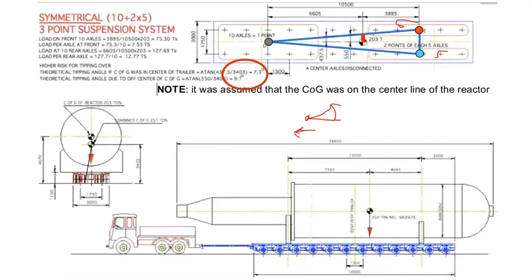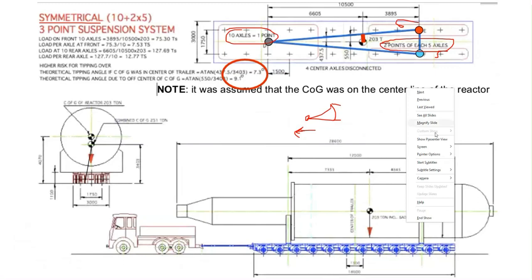So this is 10 axles, 10 axle points: 1, 2, 3, 4, 5, 6, 7, 8, 9, 10. Here you can see 1, 2, 3, 4, 5, 6, 7, 8, 9, 10, 11, 12 axles are there. Two rows. Okay, so here 5, here 5, and 2 points of each 5 axles. Here 10 axles of 1 point. Okay, here 1 point, here 1 point. That's what they mean.